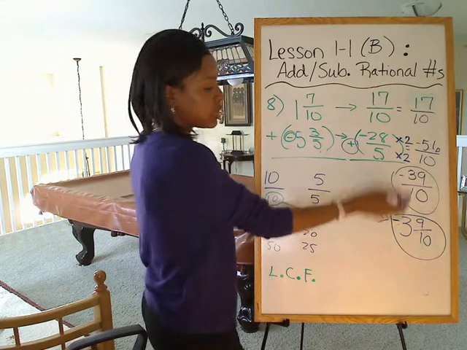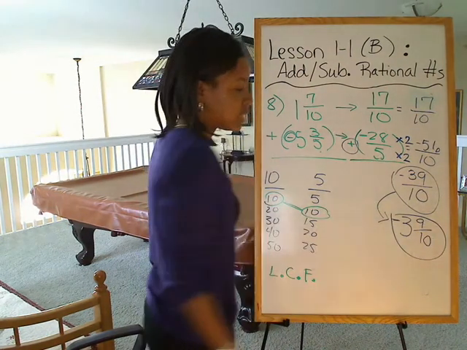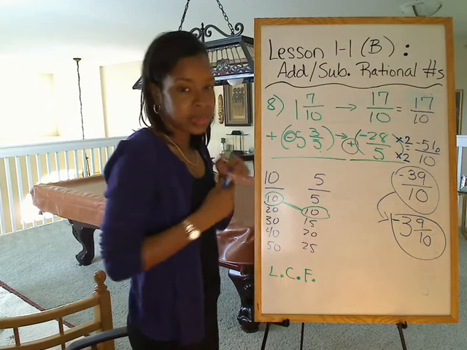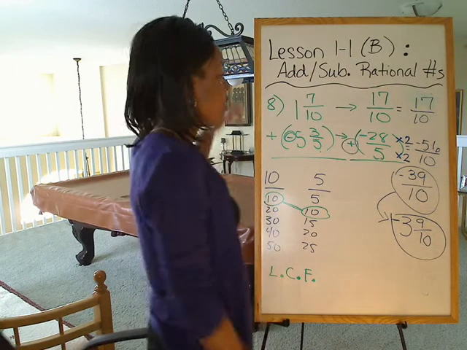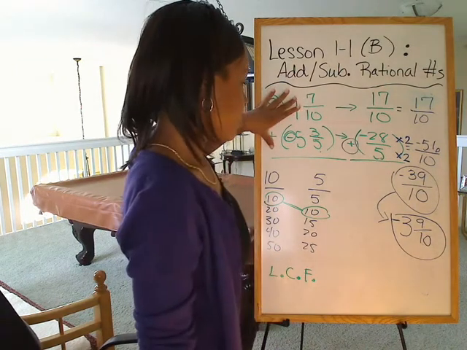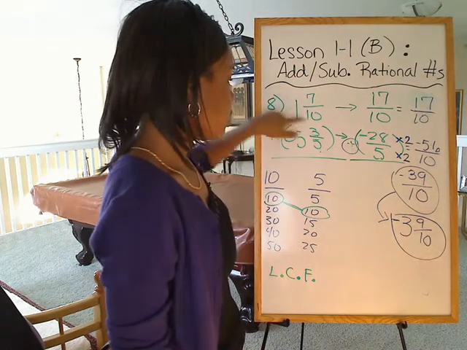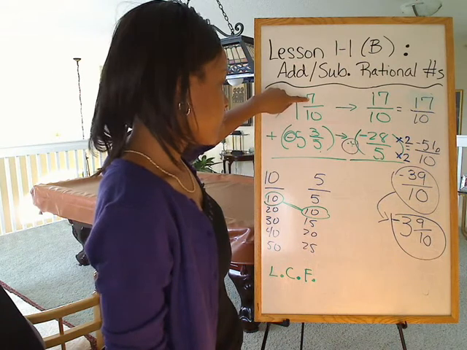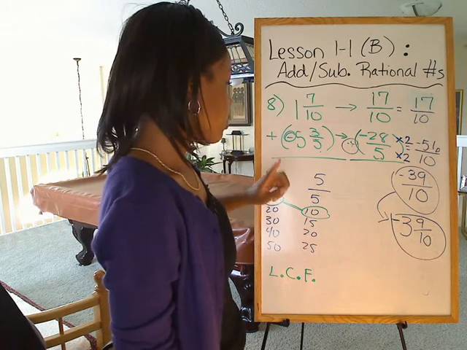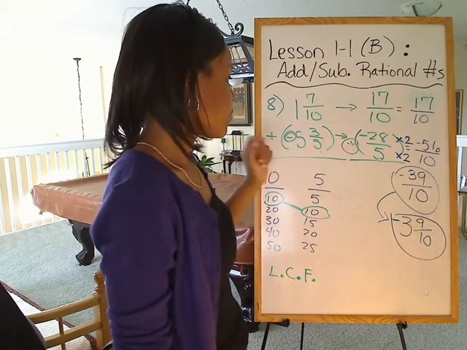So it's negative 39 over 10 or negative 3 and 9/10. Okay, let's do a quick recap because I know that was a lot. First, you started off with two mixed numbers. I changed them to improper fractions by multiplying and then adding the numerator. Key thing to remember, don't forget your negative sign.